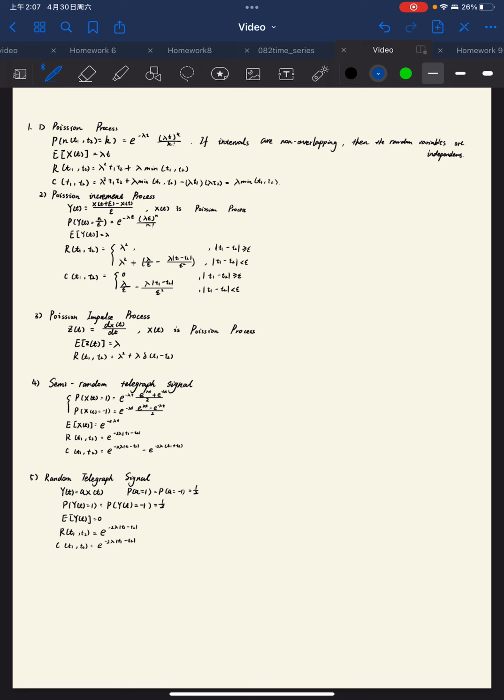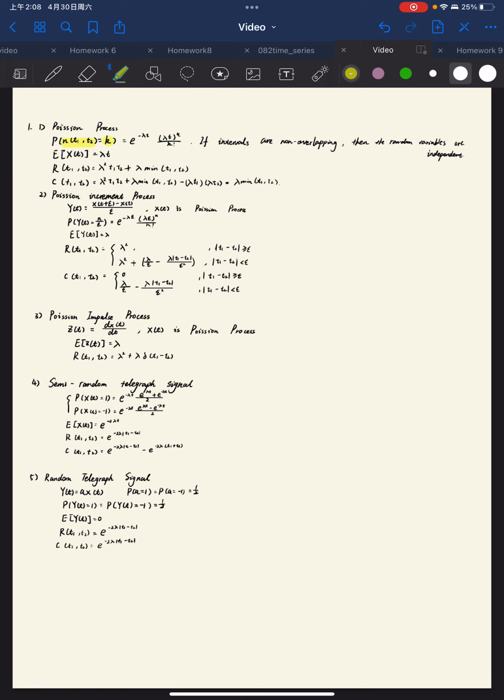The first one is the Poisson process, which is also a Poisson counting process. It is defined on the number of events from T1 to T2 being equal to k, and the probability for it follows the Poisson distribution, which is e to the power of minus lambda t times (lambda t) to the power of k divided by the factorial of k.